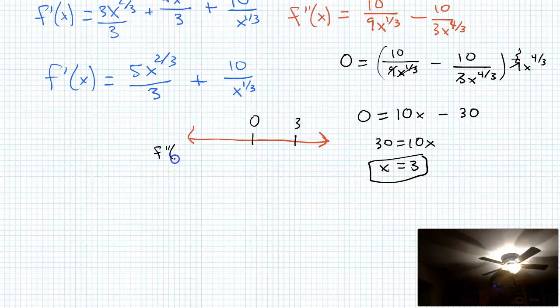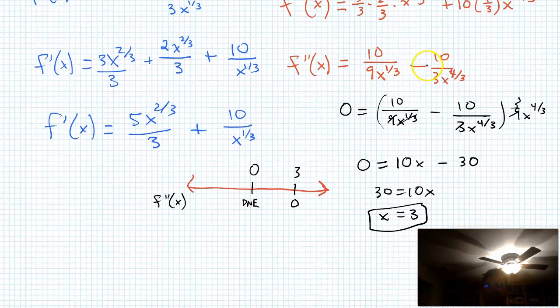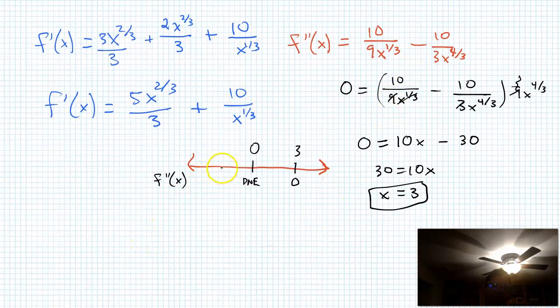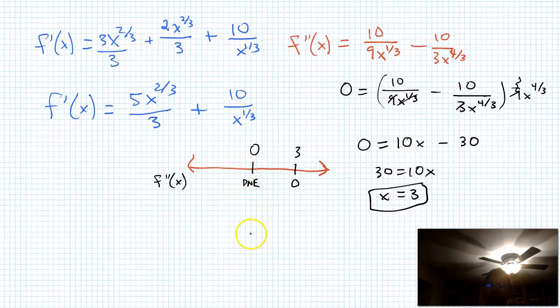So my second derivative at 0 does not exist. Here it's 0. We'll see if either of these are inflection points. So let's test out in my second derivative a few values. Maybe we could do -1, because it's a perfect cube and it's less than 0.